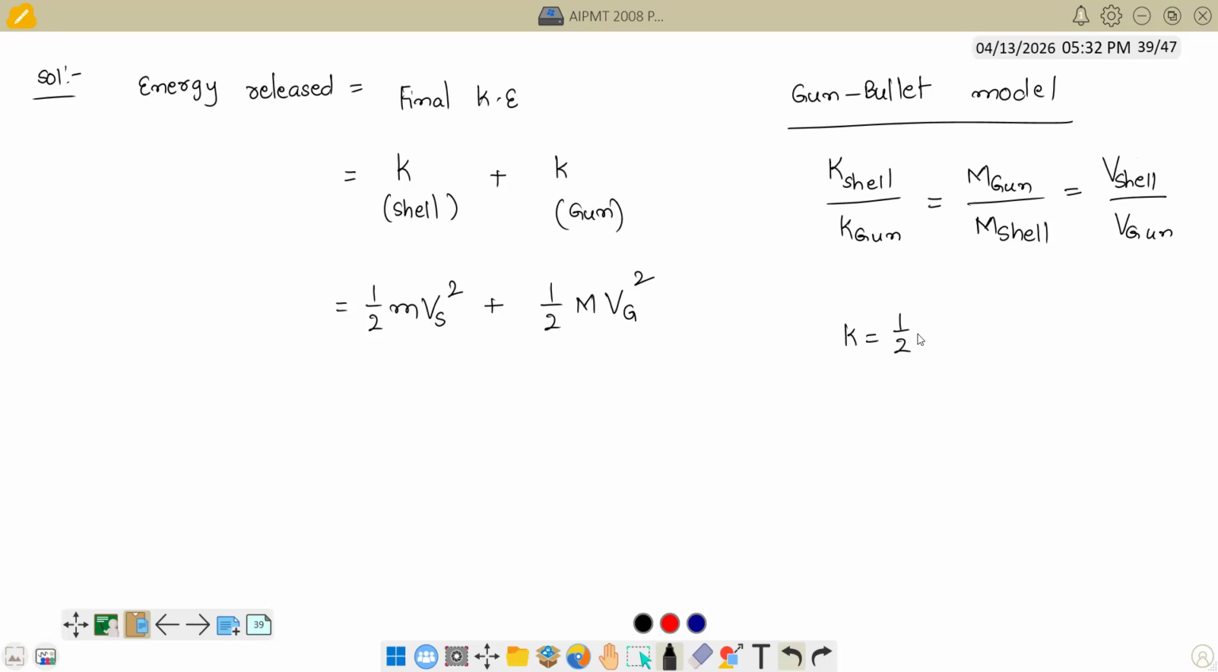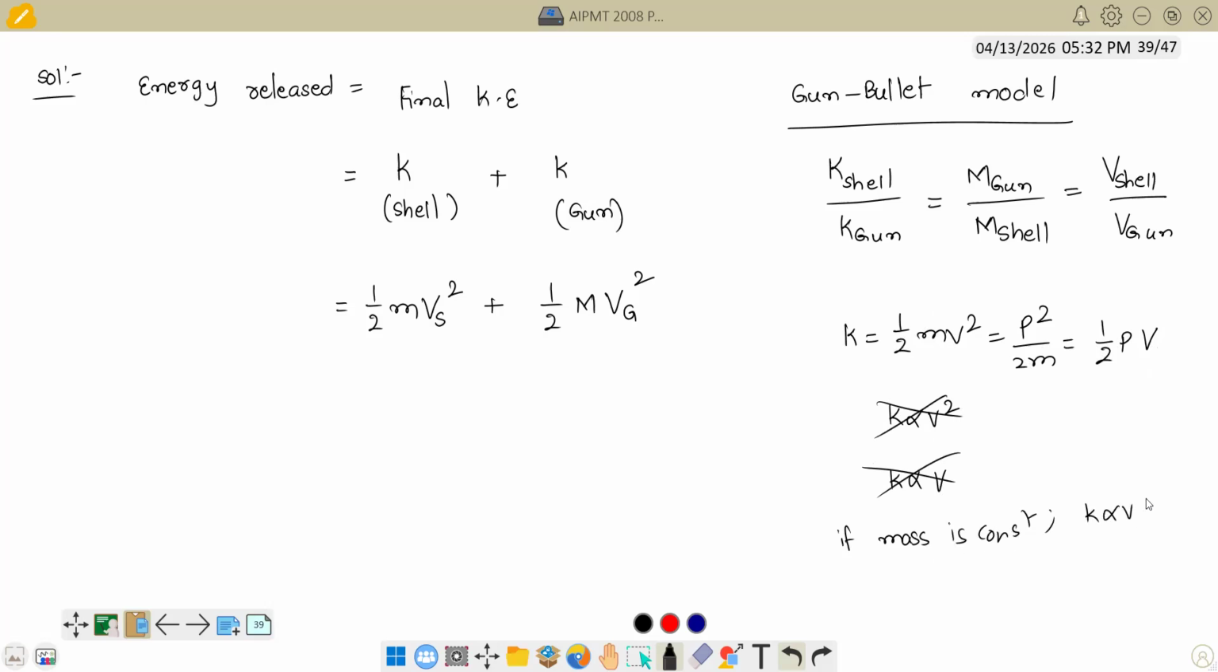For example, kinetic energy is half m v square, which equals p square by 2m, which equals half p v. If you take this formula, you'll get kinetic energy proportional to v square. If you take this formula, kinetic energy is proportional to v. Now the question is, which formula should I take? Should I say kinetic energy is proportional to v square based on this formula, or proportional to v based on this formula? Remember, the proportionality should only be stated when all the other terms are constants. That means both are wrong. If mass is constant, in that situation we can say kinetic energy is proportional to v square.